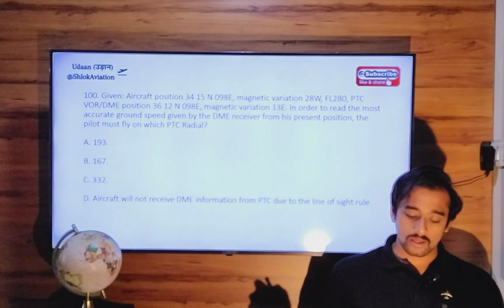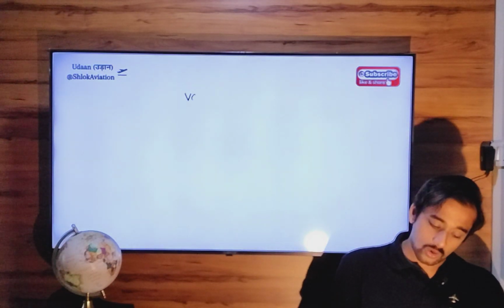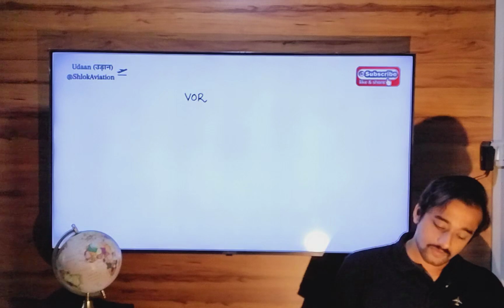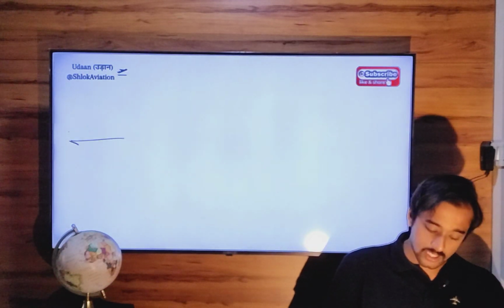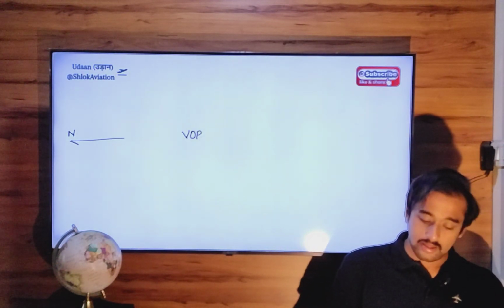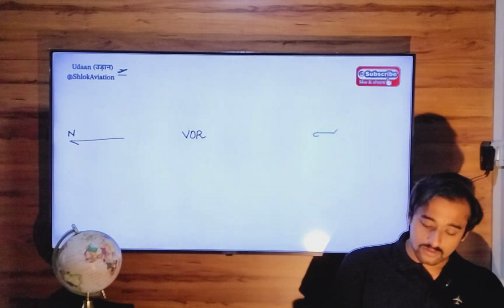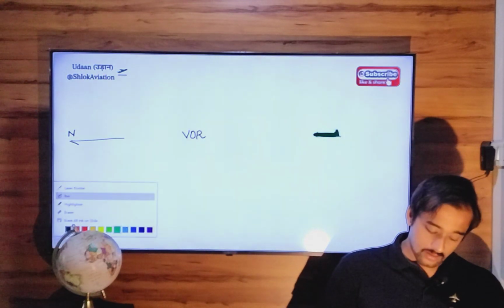Aircraft position is on 34 degree 15 minutes north and VOR is at 36 12 north. That means VOR is to the north of your aircraft. Let's say for the purpose of this sum, I'm taking this to be your northerly direction. So VOR is here and aircraft is to the south of the VOR. That means aircraft is on radial what?